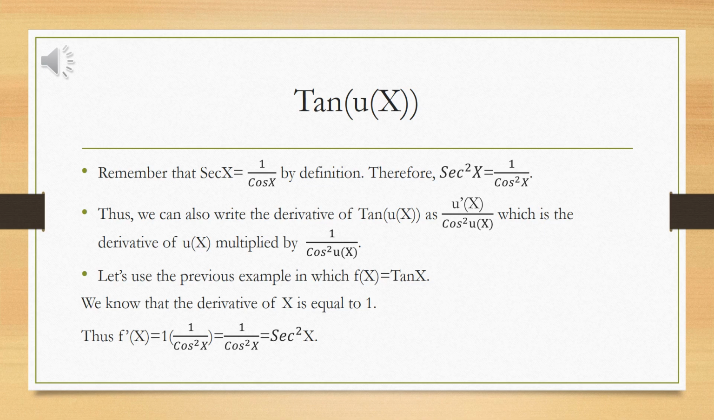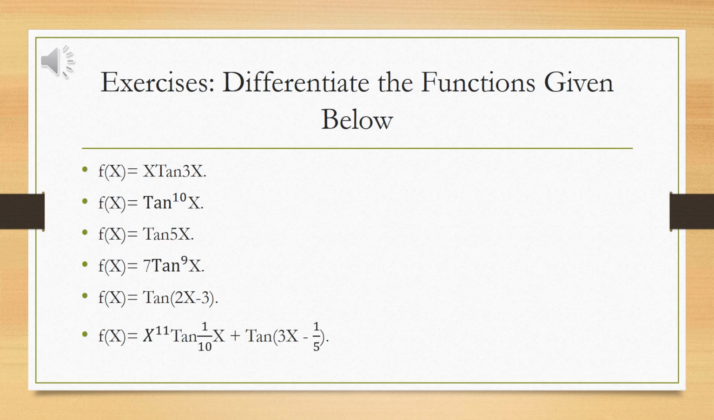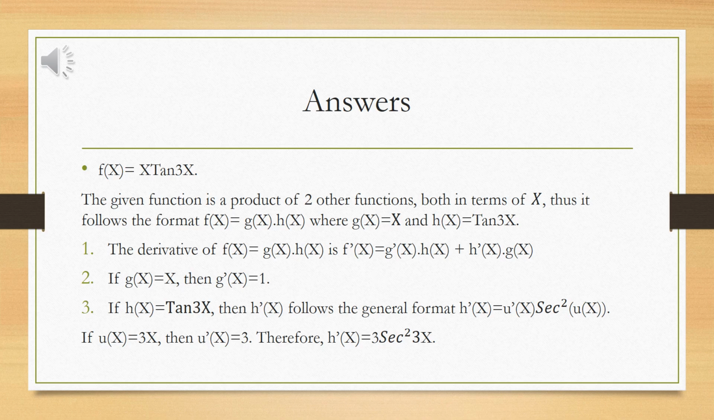Let's use the previous example in which f of x equals tangent x. We know that the derivative of x is equal to 1. Thus, f prime of x equals 1 over cosine squared x times 1, which is 1 over cosine squared x. If I were you, I would write the solutions of each one of these exercises before taking a look at the upcoming slides.